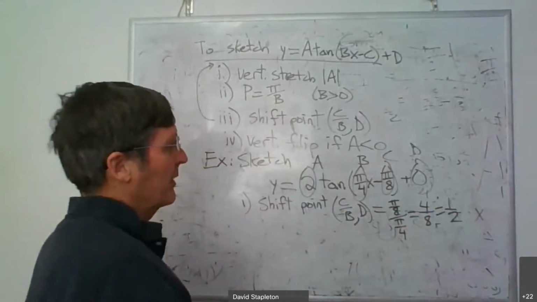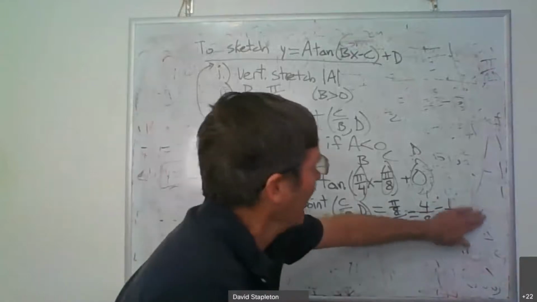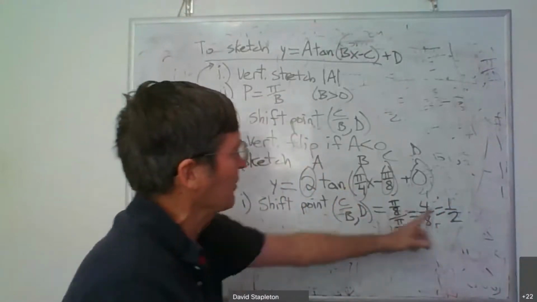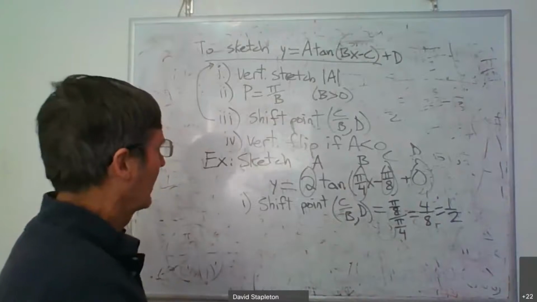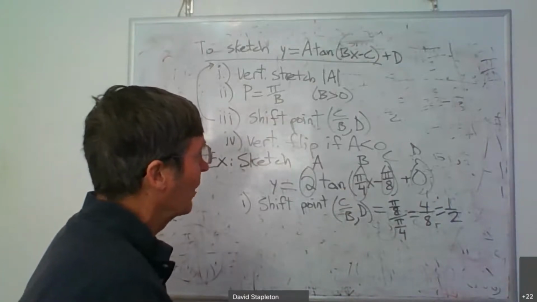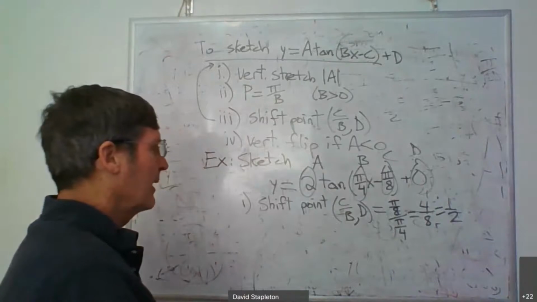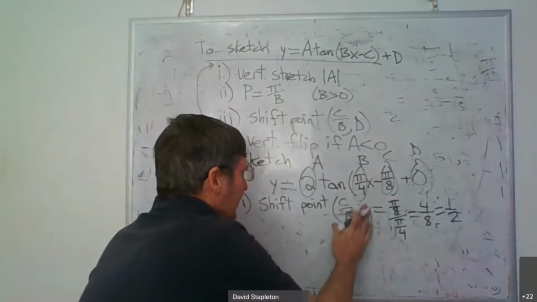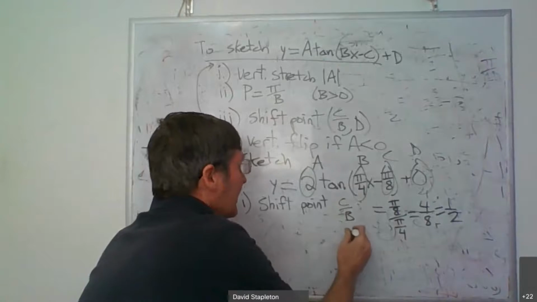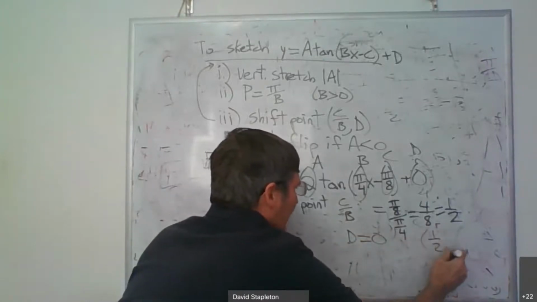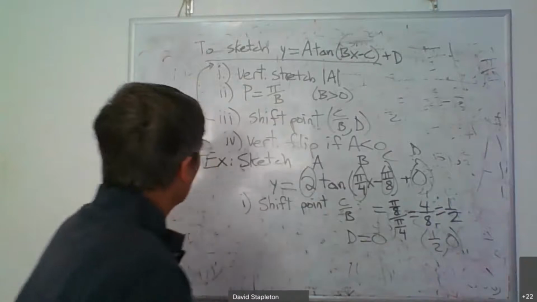Interesting, this one has a shift that doesn't have pi in it. That happens whenever B has pi in it. If B has a pi in it, then your shift point, excuse me, will be without a pi in it. So I'm going to just shift it 1/2 unit. And that was just the C over B. And then D was 0. And so the shift point is (1/2, 0). And I'm going to start at that point, right?